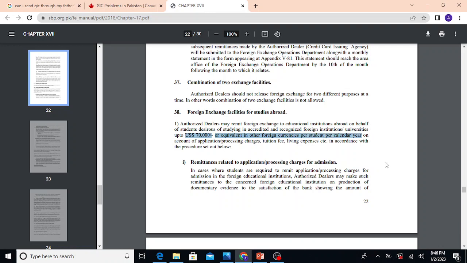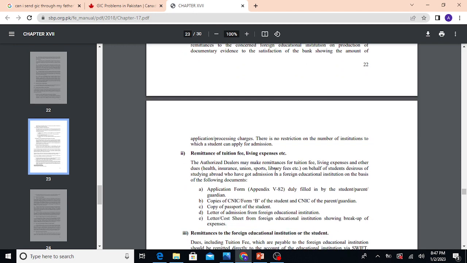So in 1 year, actually, there's a limit that you can send 70,000 Canadian US dollars. That's a lot of money. All right, so that's more than actually 1 lakh Canadian dollar. So when you go to the bank, just show them this document that this provision is available, and this is a legal document. This is from the State Bank of Pakistan. It's from their official website. So the banks can actually initiate this process after reading this.